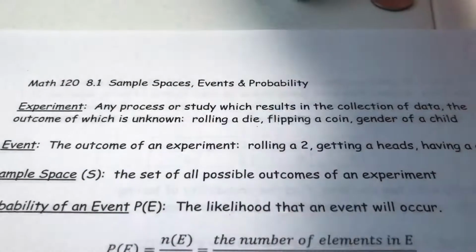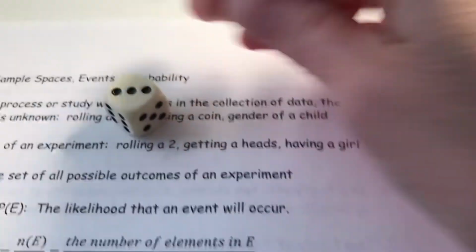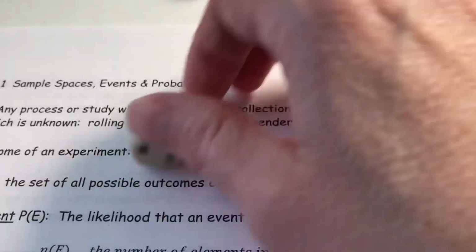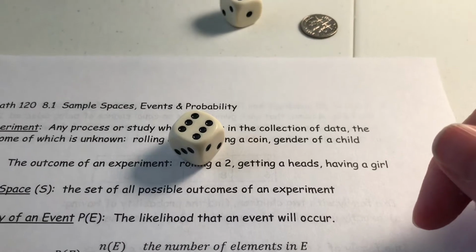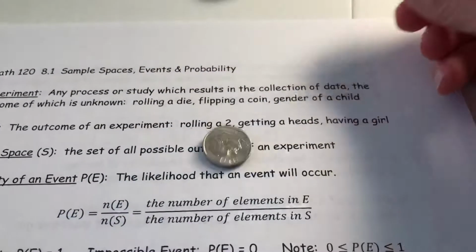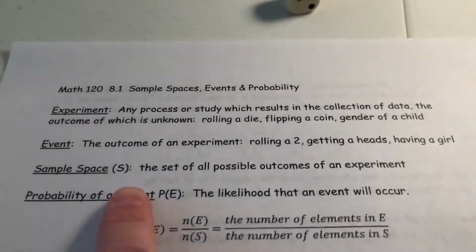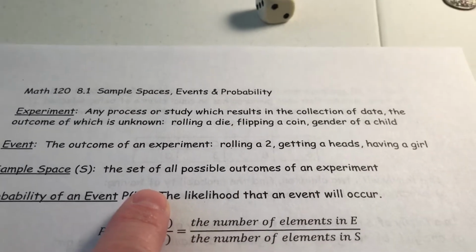So, for example, on this die, what are the possible outcomes? You could get a 1, a 2, a 3, a 4, a 5, or a 6. So there are 6 faces on this die, and you can get 1 through 6. On a coin, you can get heads or tails. All right, so this is what is called the sample space, and we're going to be listing all the elements of our sample spaces.